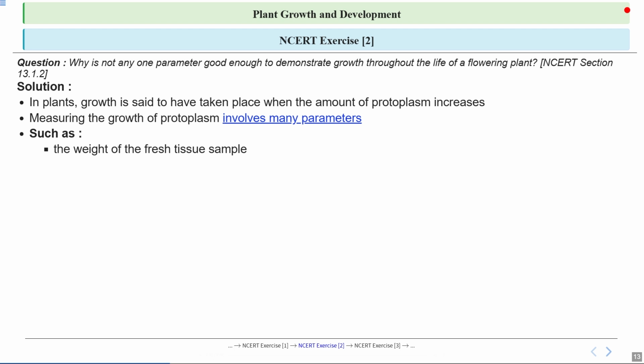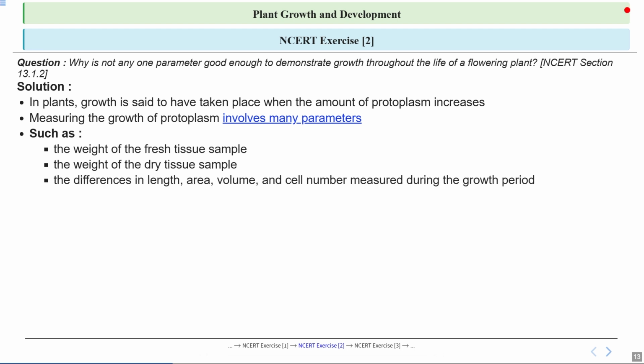First, we have the weight of the fresh tissue sample. This tells us how much living material and water is present in a plant cell at the given period of time. Next, the weight of the dry tissue sample is measured. By removing all the water, we can see how much solid material the plant has produced, which is a more stable indicator of growth. We also look at differences in length, area, volume, and cell number during the growth period. These measurements help us understand how the plant is expanding and developing over time.